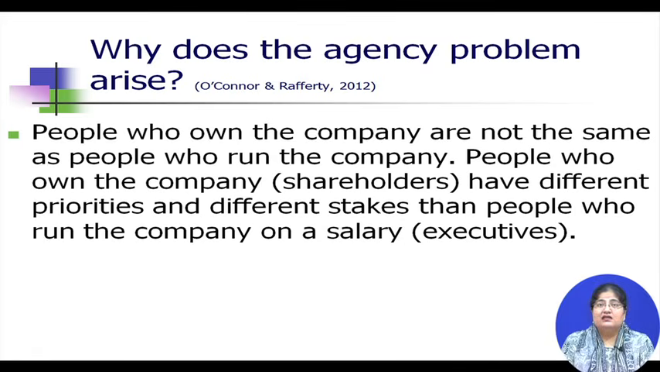So both are trying to maximize what they make out of the company, which means the board definitely wants a share of the pie, and the managers are being paid salaries, and the board gets a share of whatever is left after the salaries of the management are paid and the other expenses are paid. So both are trying to maximize their profits, and that is where the agency problem starts coming up.